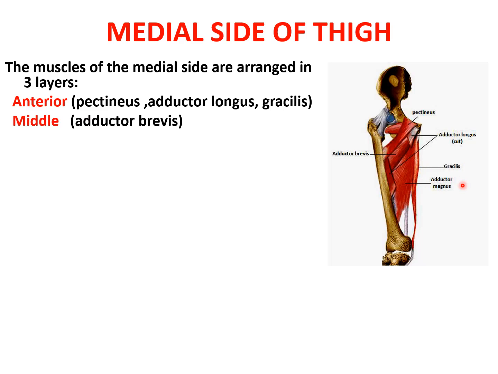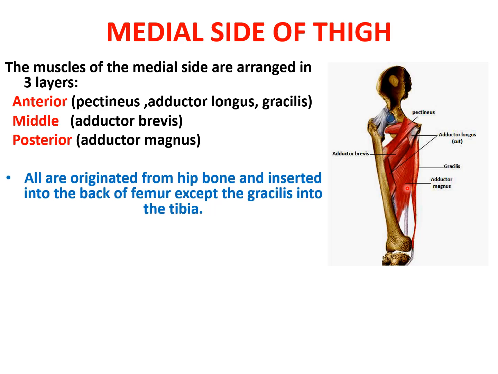The second layer, which is the middle layer, is this one, which is adductor brevis. And lastly, the posterior layer is the largest muscle here, which is adductor magnus. All these muscles arise from the hip bone and are inserted into the back of the femur, except gracilis.